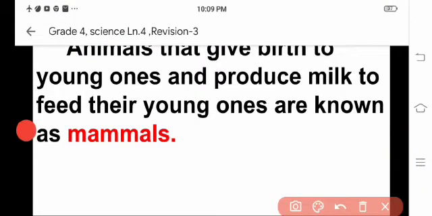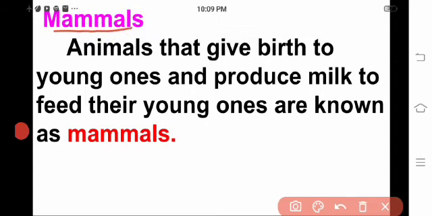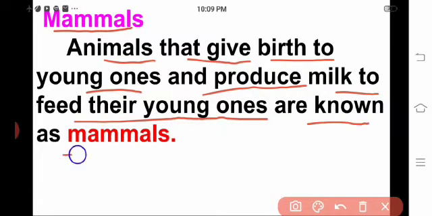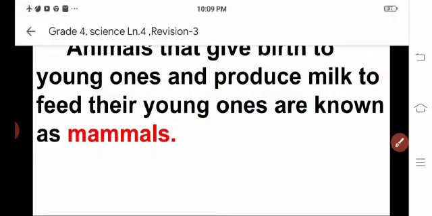First, mammals. What is mammals? Animals that give birth to young ones and produce milk to feed the young ones are known as mammals.